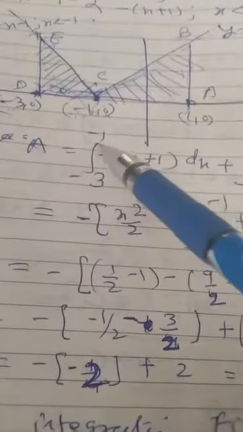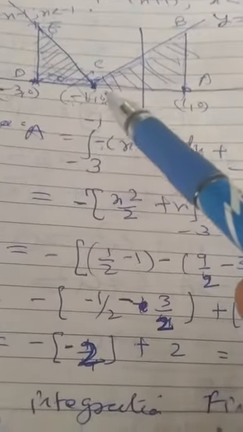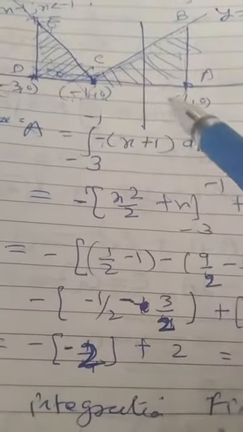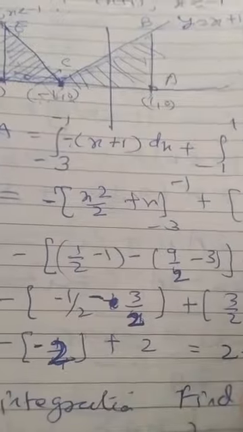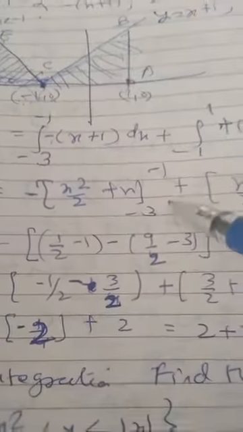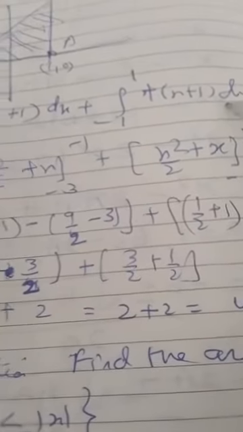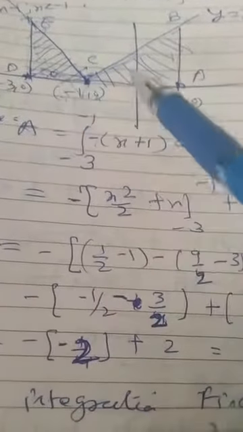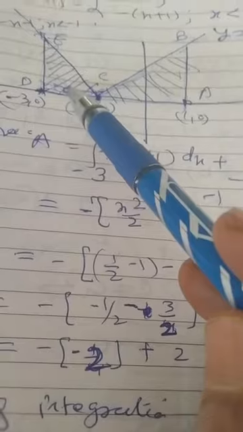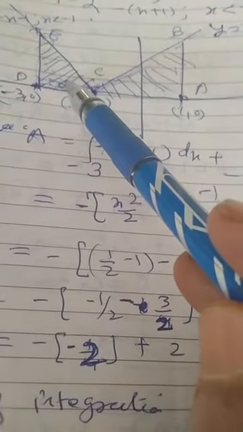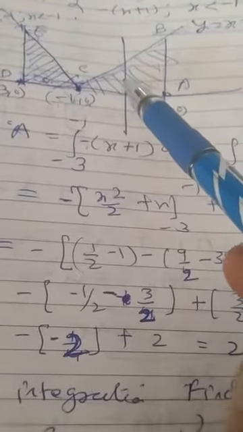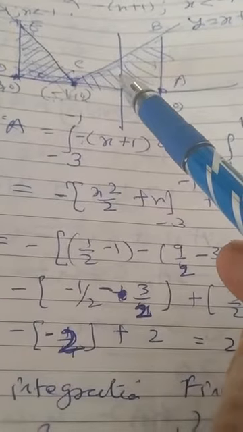So x from minus 3 to minus 1 has a negative integrand, and from minus 1 to 1, y equals x plus 1, which means the value is positive. So we take plus the integral from minus 1 to 1 of x plus 1 dx. That is the required area: this area plus this area. This area has the curve y equals minus of x plus 1, and the other has y equals x plus 1.